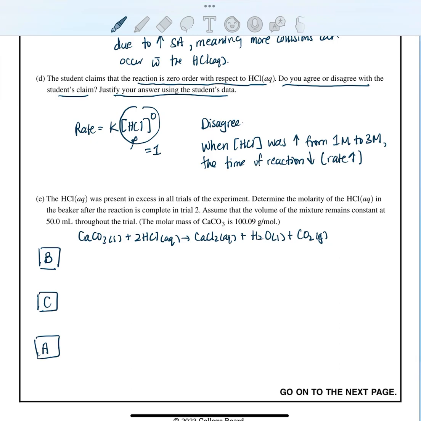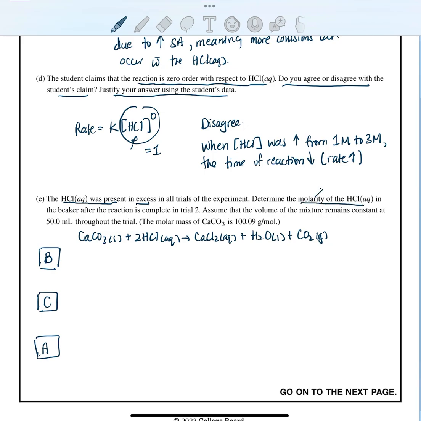Let's continue with question 3 on the 2023 AP exam. So this question is a little complicated, so I've already set up the equation and I'll explain what I'm doing in a minute. But basically the question states that the HCl aqueous was in excess in this reaction, so I rewrote the reaction. And we need to determine the molarity of HCl.